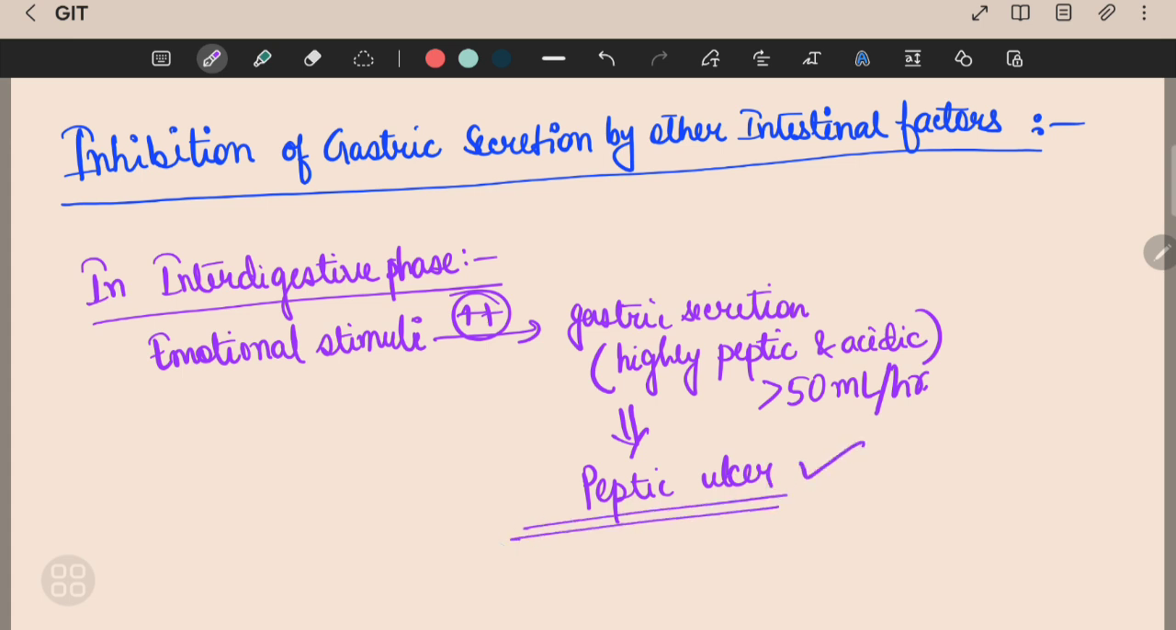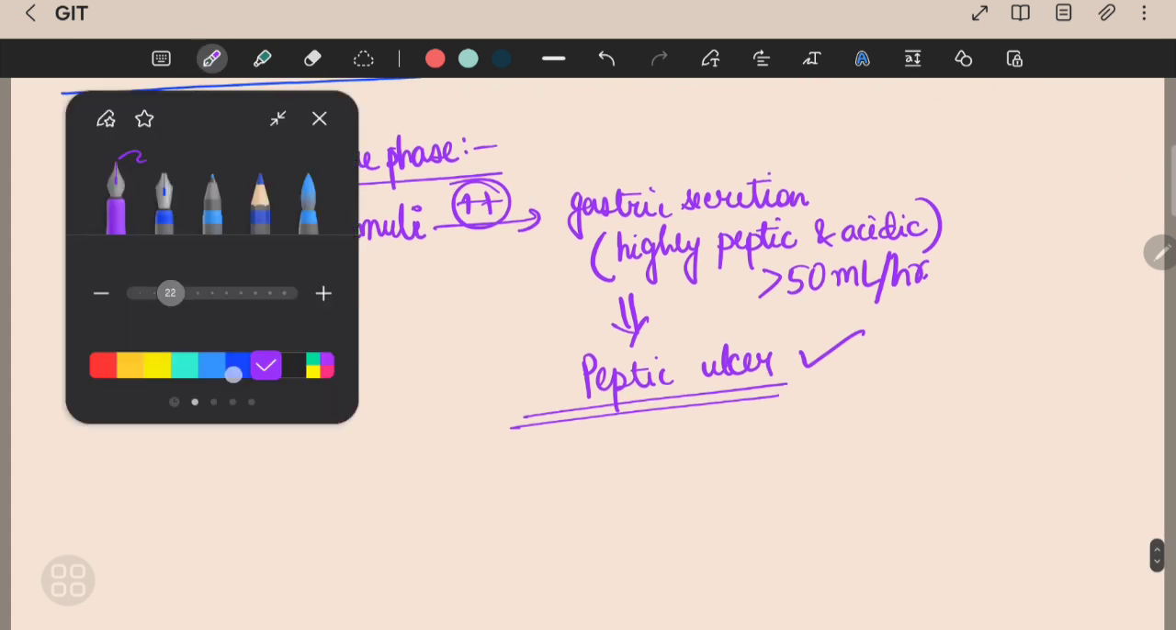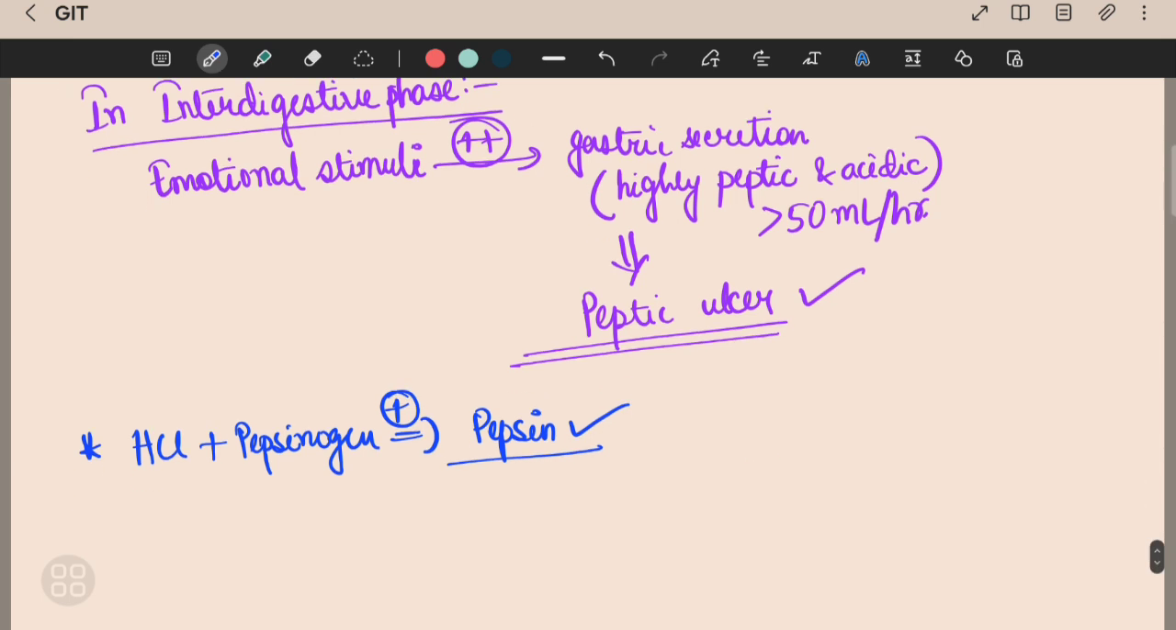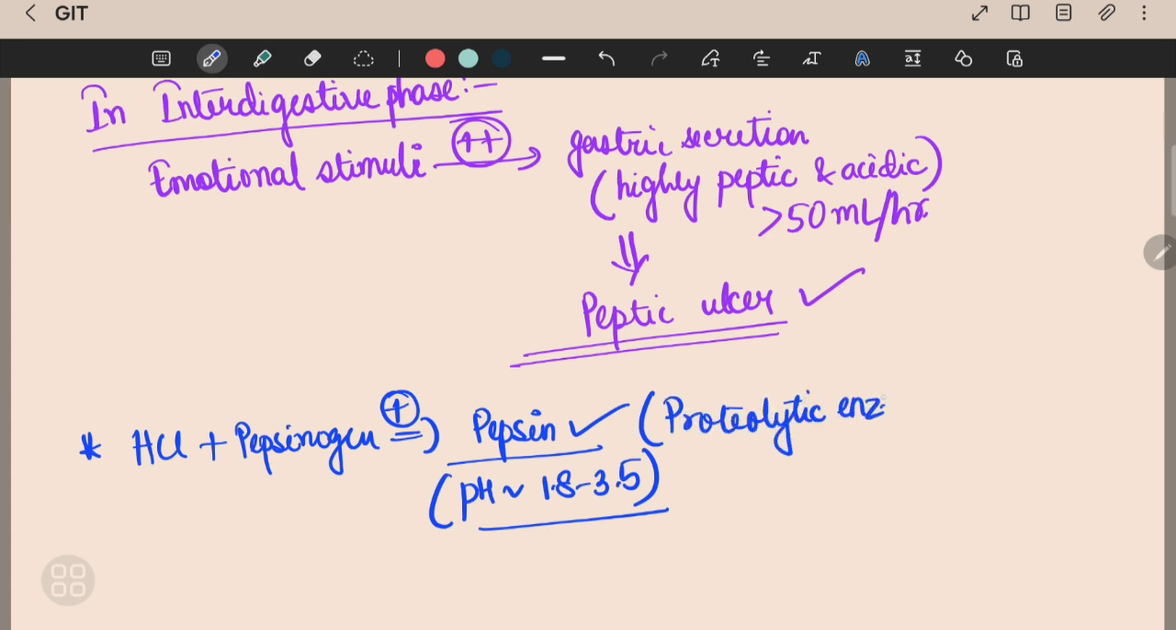Another important point you should remember: whenever HCl comes in contact with pepsinogen, it activates it, converting it into pepsin. Pepsinogen is a pro molecule, and pepsin is the active, comparatively lighter molecule with proteolytic activity. This protein digesting enzyme operates at a pH range of approximately 1.8 to 3.5. In this range it is a proteolytic enzyme, so it will start digesting the proteins.